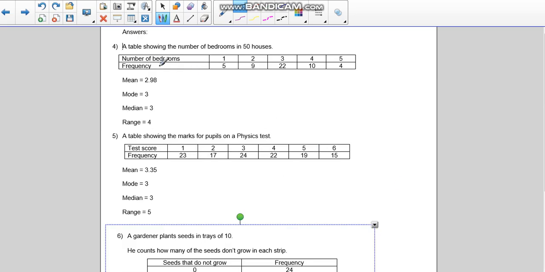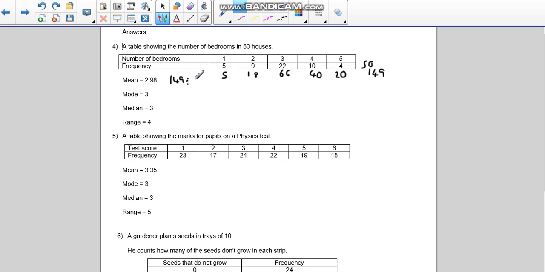Okay, on this one, we've already said we need to get these numbers in here. So we should have 5 and 18, 66 and 40, and 20. So the total is 126, 131, 139, 149. And that was for 50 houses. So the mean is going to be 149 divided by 50, which comes out as 2.98.